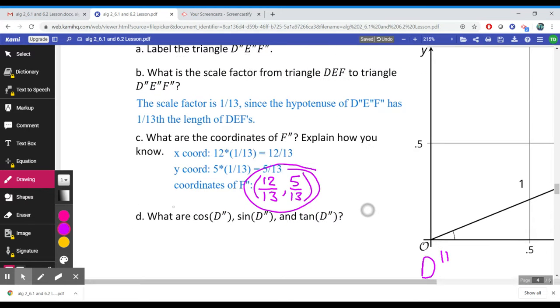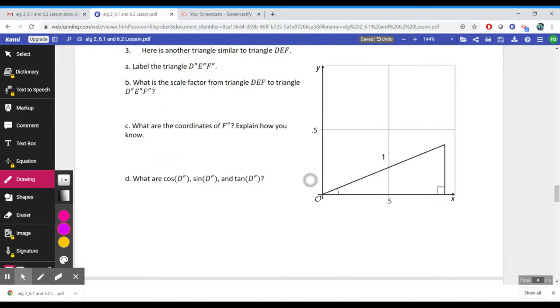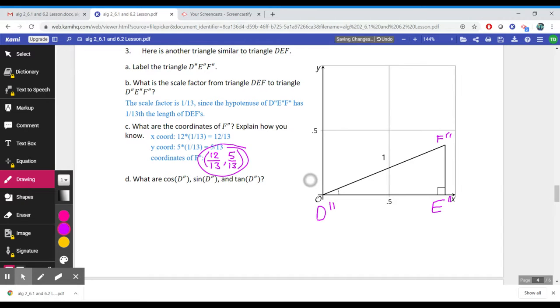Next up, it wants to know what are cosine of d double primed, sine of d double primed, and tangent of d double primed. Well, we know what the coordinates of f are, so we can label what these distances are. So this distance will be 12/15ths, and this distance will be 5/15ths. Sorry, 13ths, not 15ths. My bad. There we go.